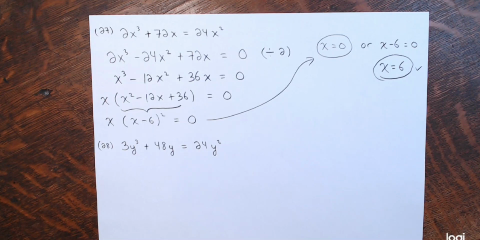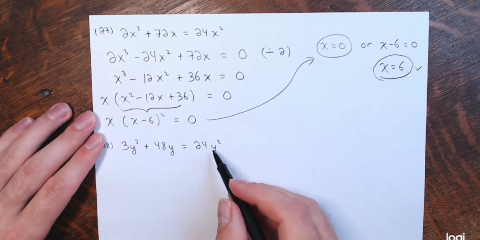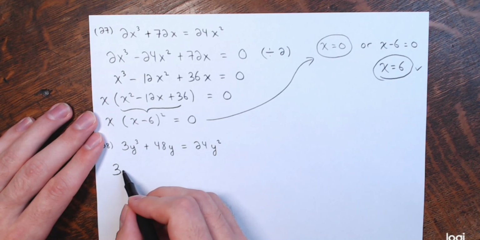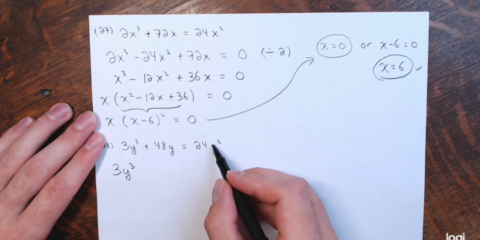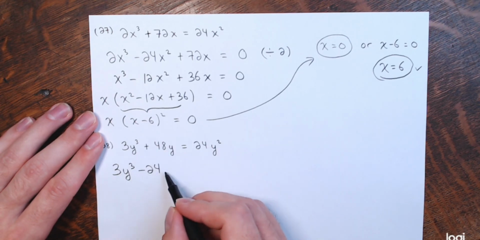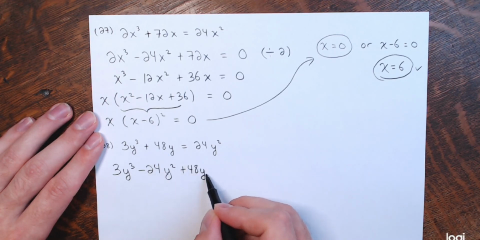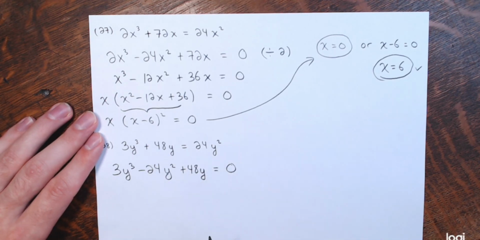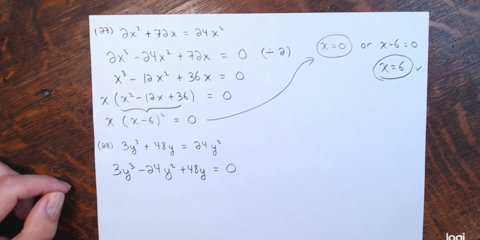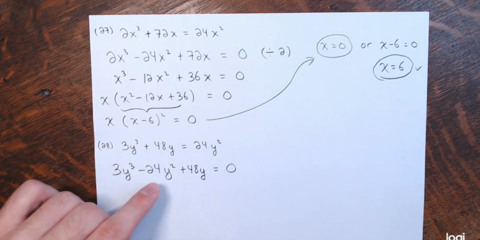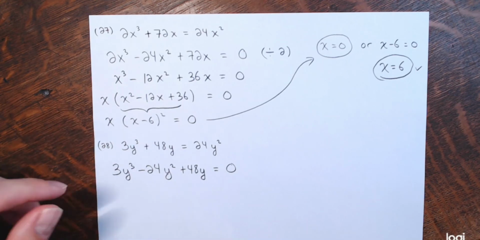All right, number 28. Another cubic, same deal. Get everything to one side. I got 3y cubed minus 24y squared plus 48y equals 0. And then just as in the previous example, to make the numbers smaller, I noticed that every single one of these coefficients is a multiple of 3.